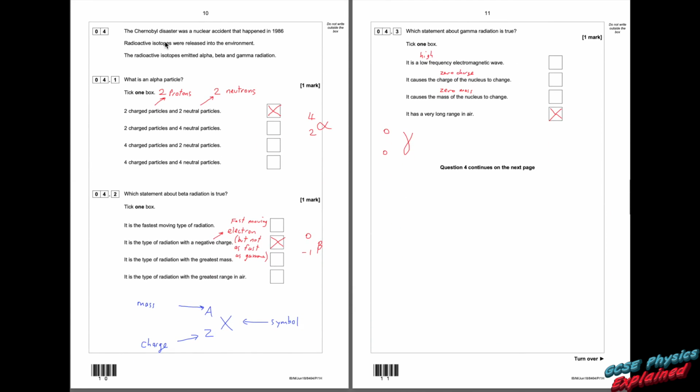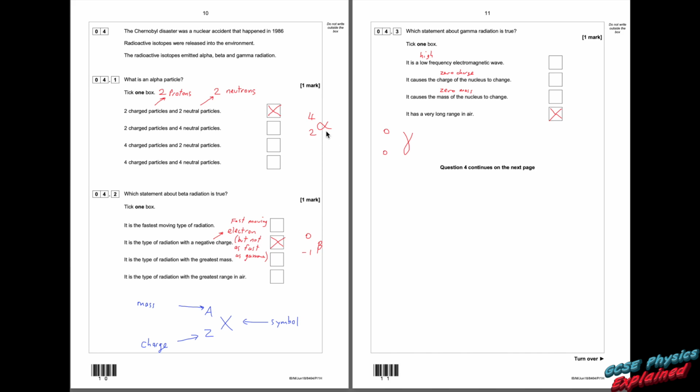Question 4. The Chernobyl disaster was a nuclear accident that happened in 1986. Radioactive isotopes were released into the environment. The radioactive isotopes emitted alpha, beta and gamma radiation. What is an alpha particle?